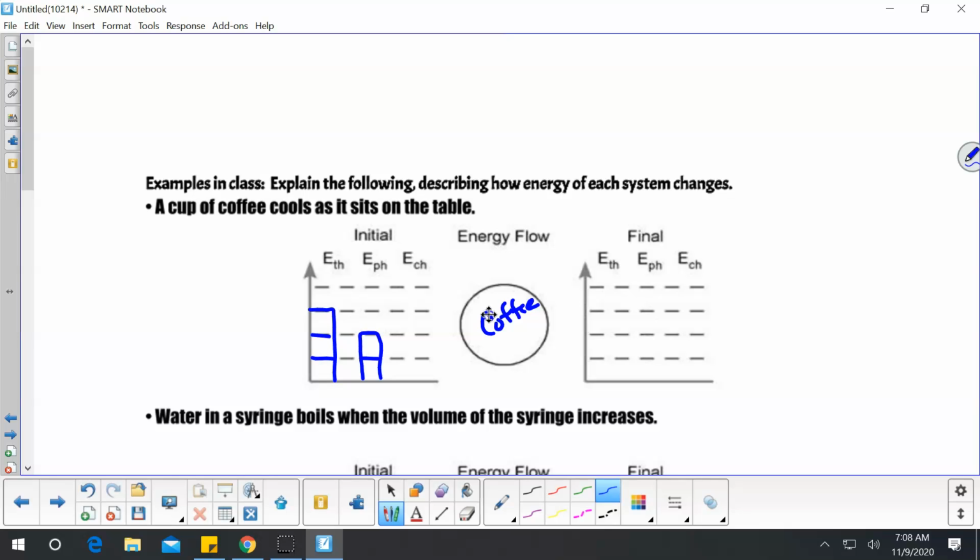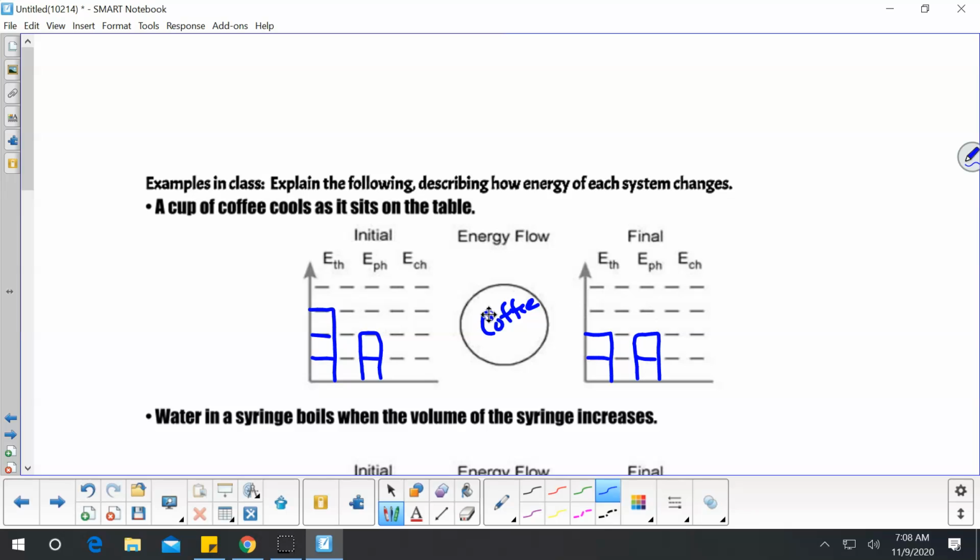Now in this case, we're doing a snapshot when the coffee is first on the counter, and then final is when we see it, let's say, an hour later. It's still coffee, it's still a liquid, but now we know it's cooled down to room temperature. 2 bars is about room temperature.